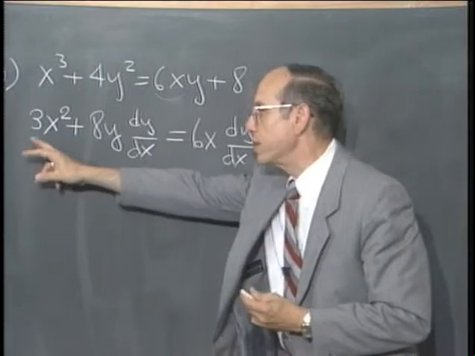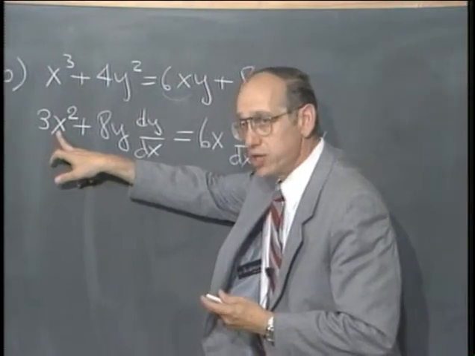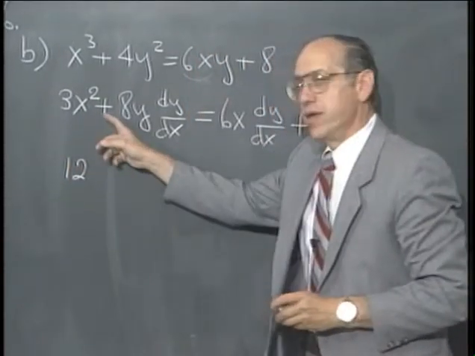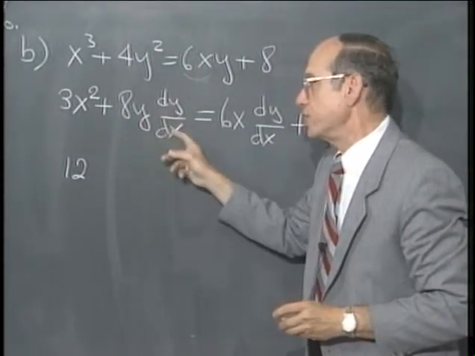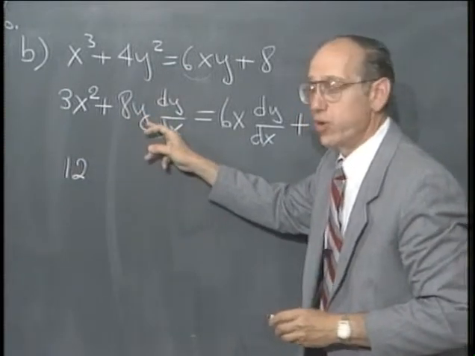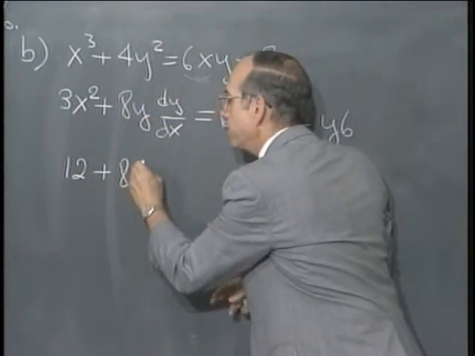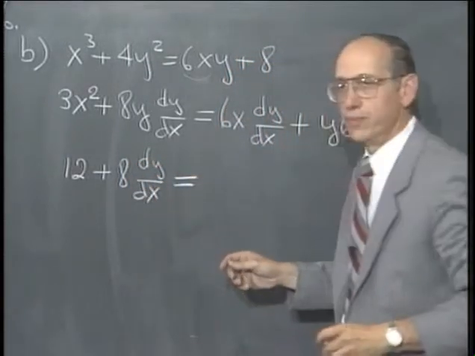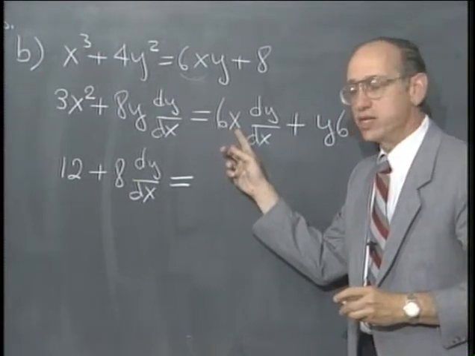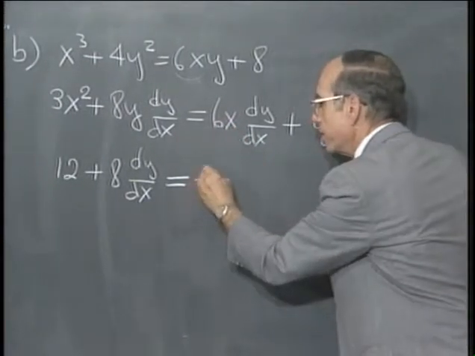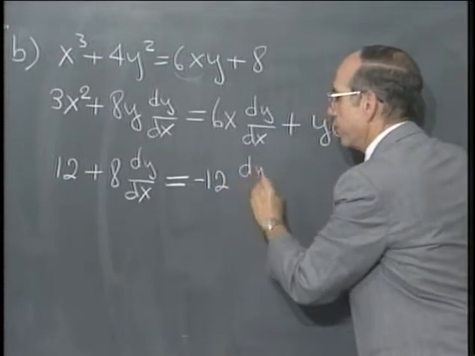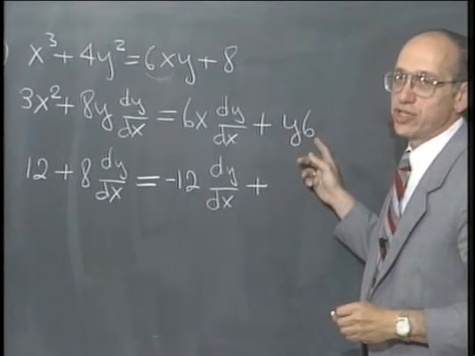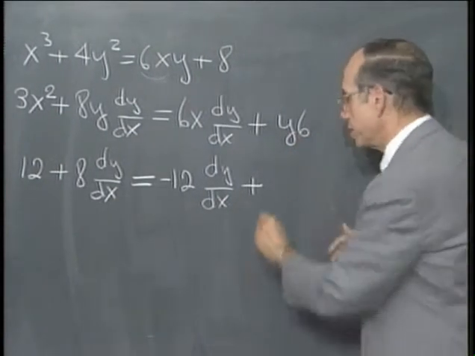Substituting -2 in here for x, I get (-2) squared is plus 4. 3 times 4 is 12. Next, 8y times dy/dx. Well, y is 1, so 8 times y is 8. So I have plus 8 times dy/dx. And this is equal to, substituting here for x, -2. I have 6 times -2 is -12. That's times dy/dx, plus y times 6. y is 1. 1 times 6 is 6.